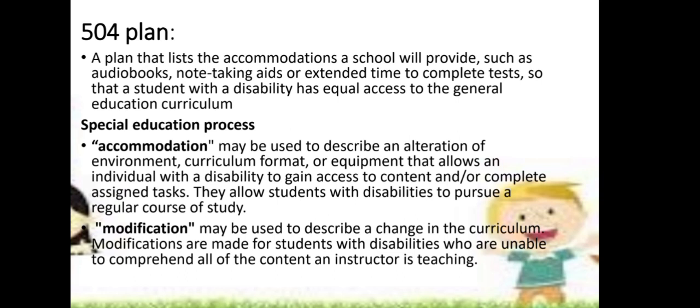In accommodations, instructors should be able to implement the same grading scale for students with disabilities as they do for the student without disabilities. For example, accommodation includes sign language interpreters for students who are deaf, large print books, and worksheets for students with visual impairments. Next is the modification.